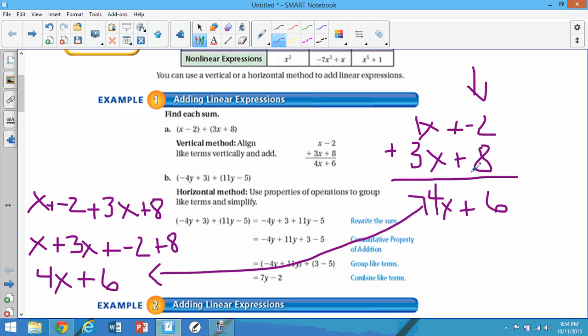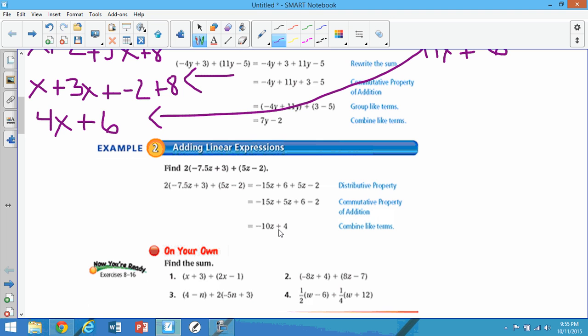The benefit of the vertical is that you're essentially saving a step. You don't have to do that step because there's no need to commute your order, because you commuted it when you put it in a vertical method where you put your x's, or your variables, above and below each other and your numbers above and below each other.